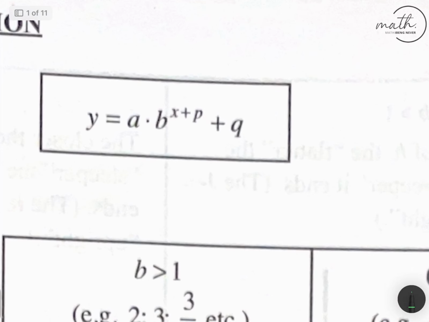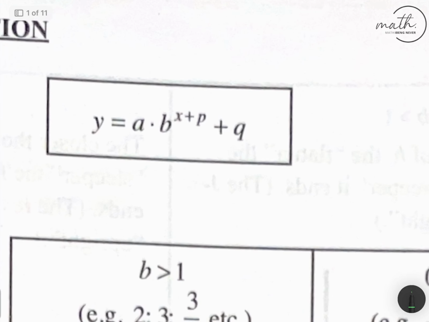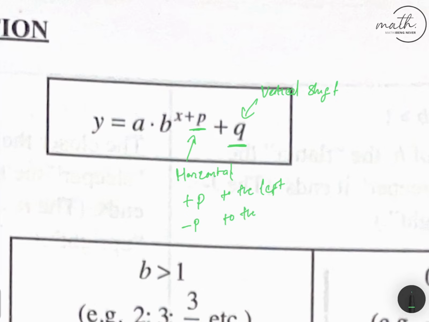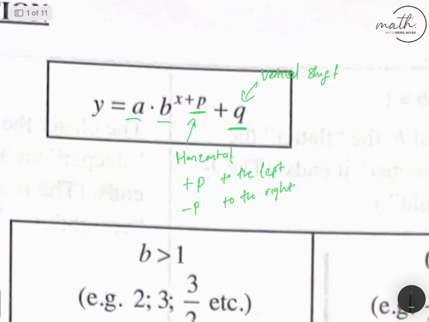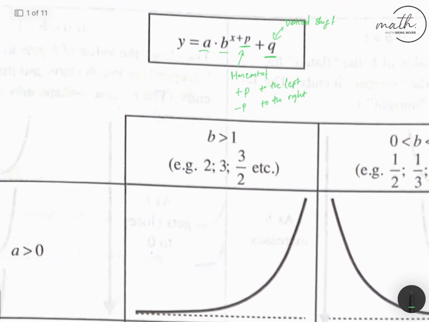So we already know what this Q is, what this P is. Remember, this Q is the vertical shift, that is the up and down, while this P is the horizontal shift, that is left and right, where plus P means to the left, then minus P means to the right, and so on. The important ones are P and Q.